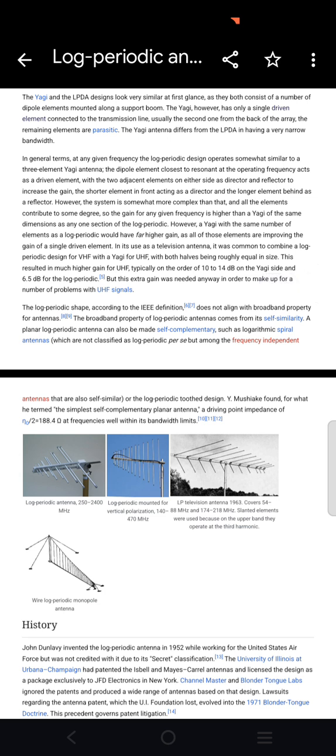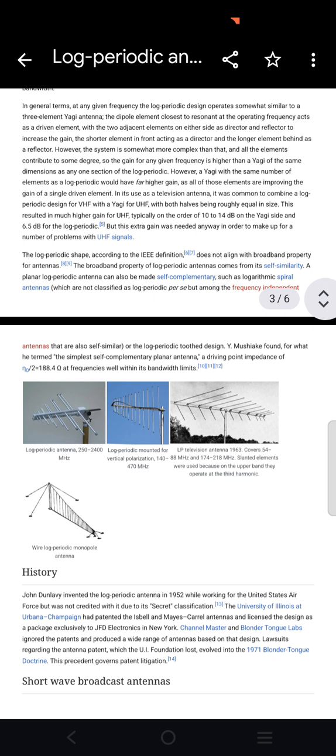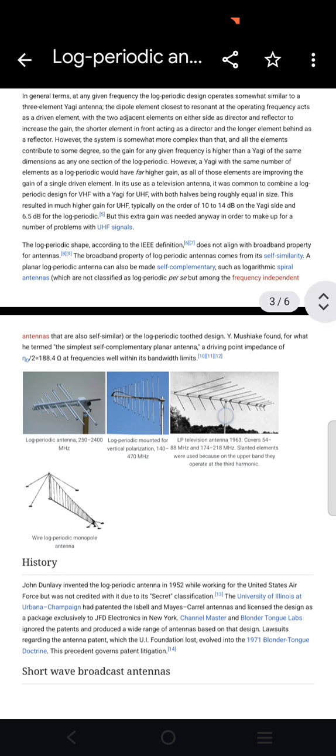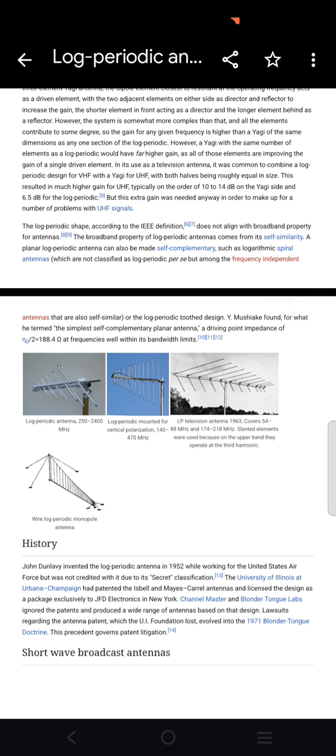However, a Yagi with the same number of elements as a log periodic would have far higher gain, as all of those elements are improving the gain of the single driven element. In its use as a television antenna, it was common to combine a log periodic design for VHF with a Yagi for UHF, with both halves being roughly equal in size.